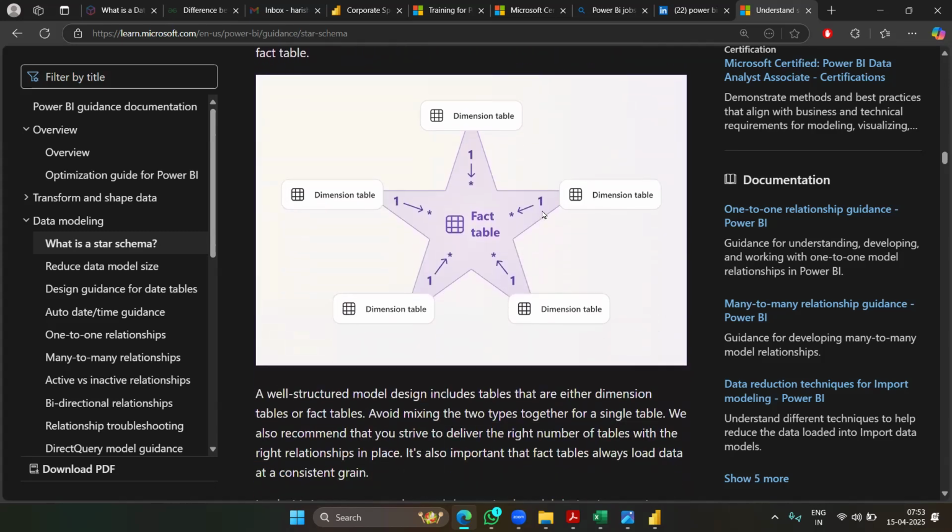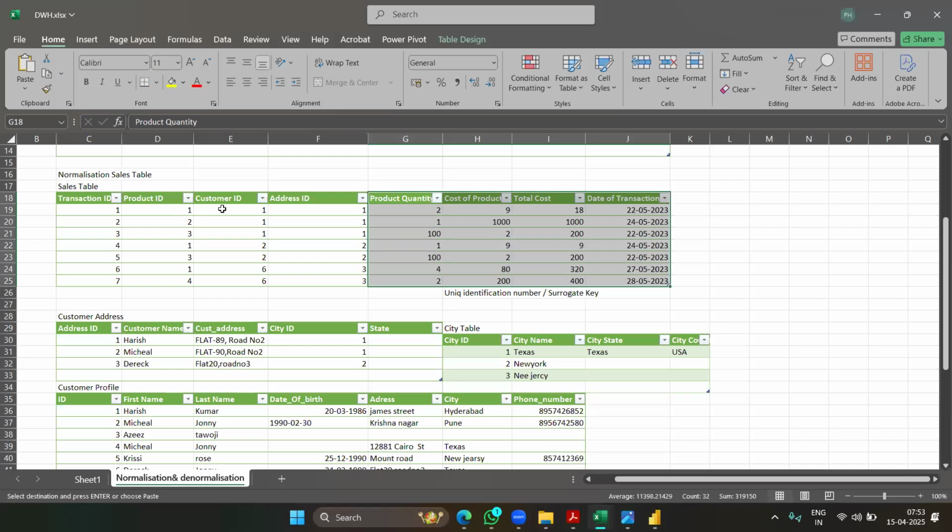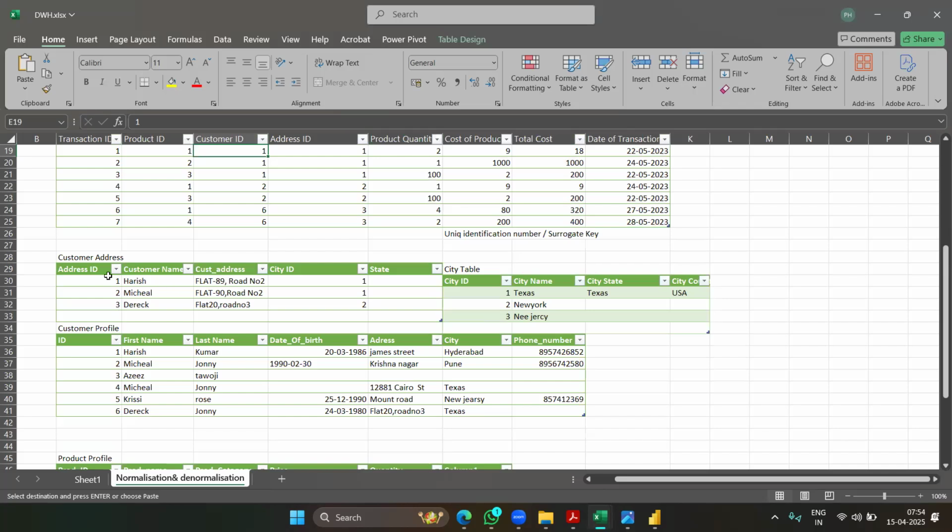And if you see here, as we said, in the dimension table we are going to have one record, right? If I want a customer ID, and I refer to the dimension table, I should be finding only one record for this customer ID. That is the reason we call it a primary key.